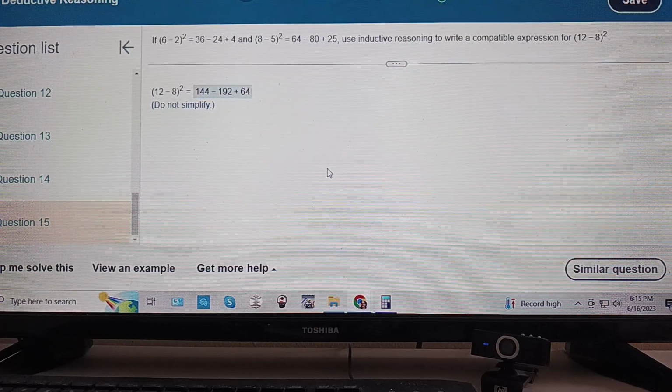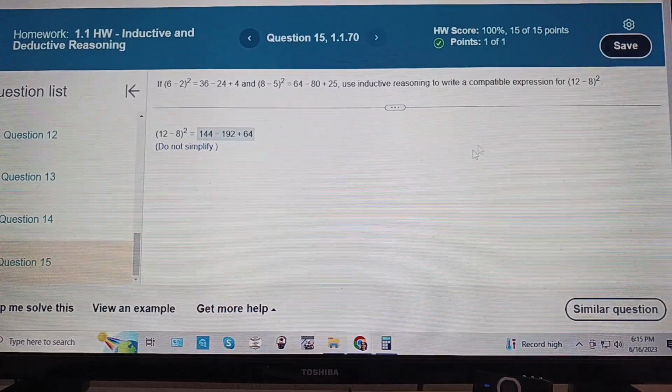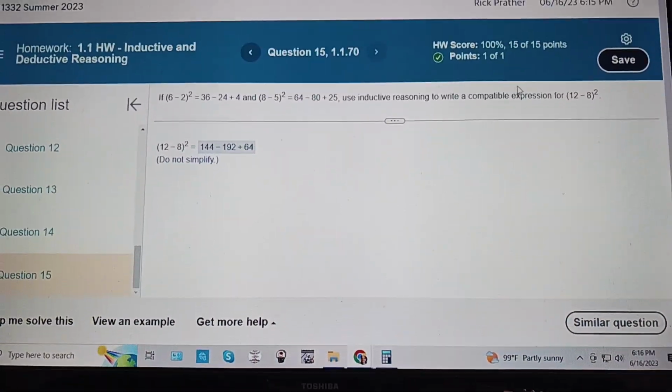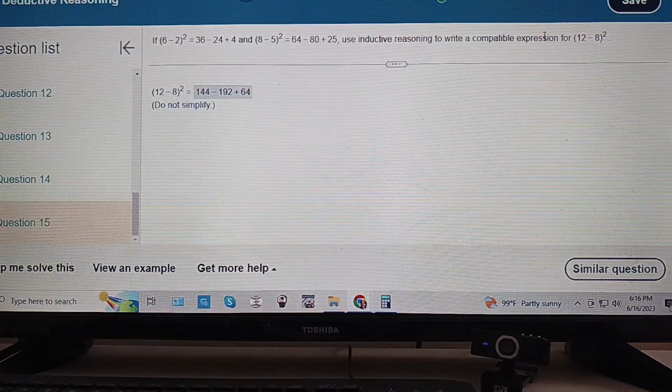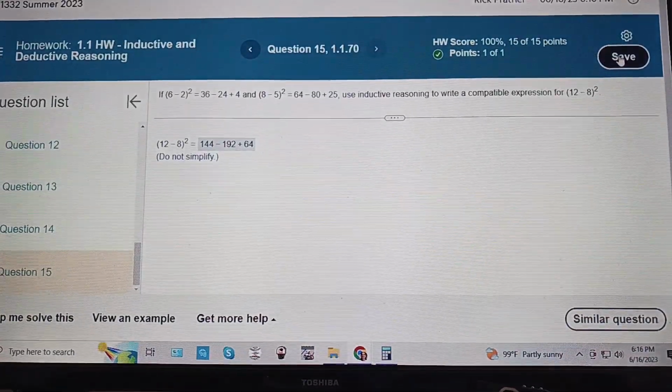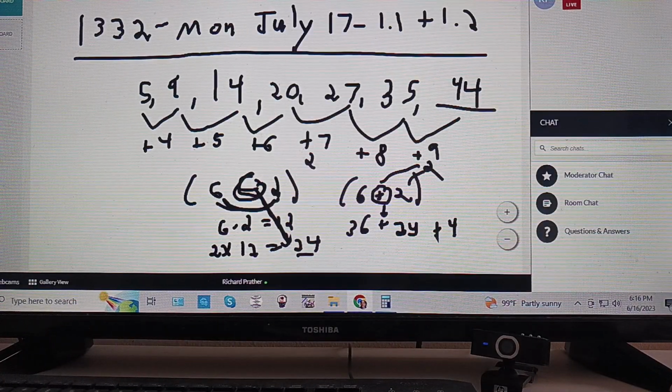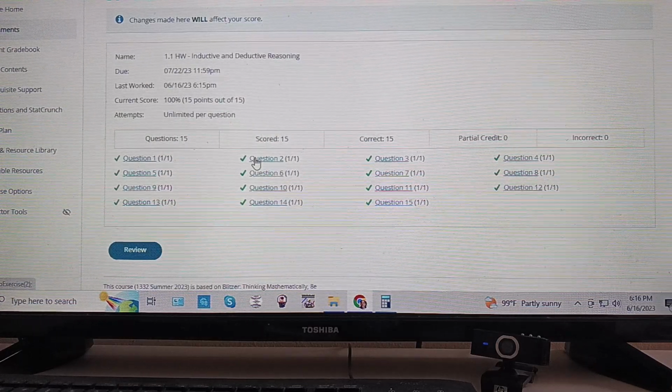Okay, so I've answered all 15 questions in section 1.1. And you can't see it, but if I aim right here it says I have 100%, 15 out of 15, I got a green check here. So at any point, you don't have to do a whole homework in one sitting. If you stop at any point and just hit save, you can pick up where you left off and continue at another time, as long as you get it done by the deadline. It's due July 22nd, 11:59 p.m., that's Saturday night. I did it all in one sitting, obviously, but I could have done a little bit on Monday and come back on Wednesday and did a little more on Friday.